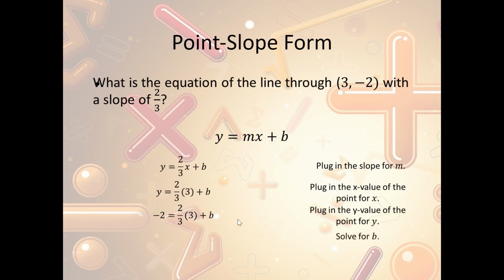Now we can solve for b. We get 2/3 times 3, which when we multiply this out is 6/3, which is the same thing as 2. So we have -2 is equal to 2 plus b. Now we just solve by subtracting 2 from both sides, and we're left with b is equal to -2 minus 2, which is -4. So b is -4. That is the y-intercept. Now we can put that into the equation. So we have y equals 2/3x, because that was our slope, and b is -4, so that's our equation.